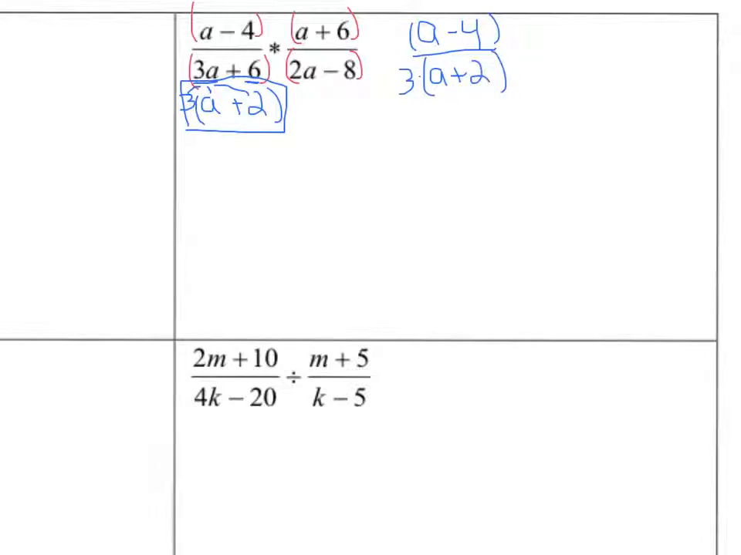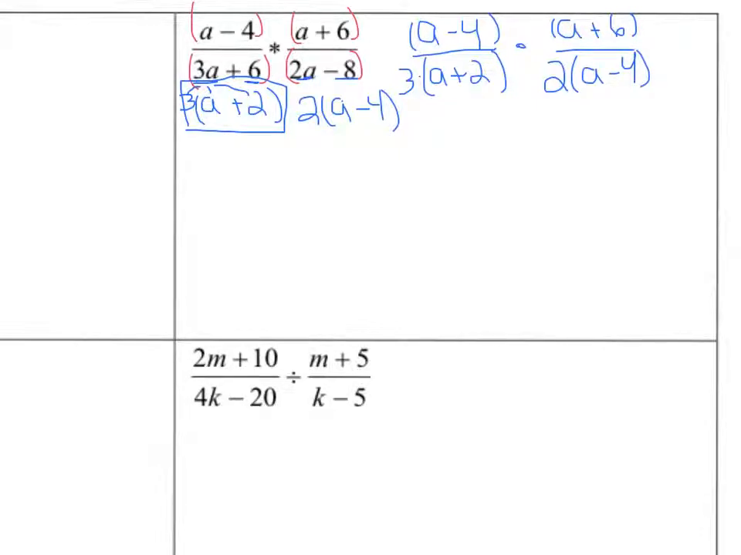So the only way I can cancel out the top or the bottom with the a's, it has to be a minus 4 or a plus 2. We can't do anything else. And then we have times. And if I look at 2a and 8, I can factor out a 2. So if I divide 2a by 2, I get a. And if I divide 8 by 2, I get 4. So the top is still a plus 6. And the bottom is 2 times a minus 4.